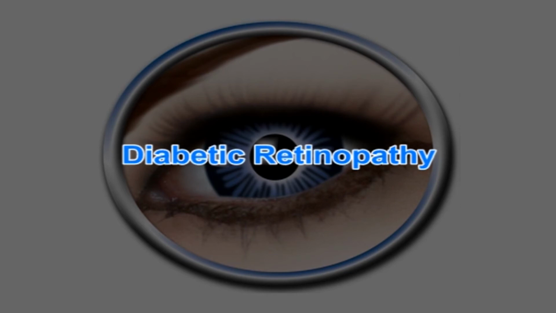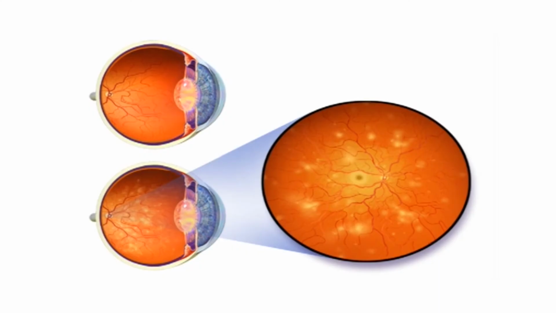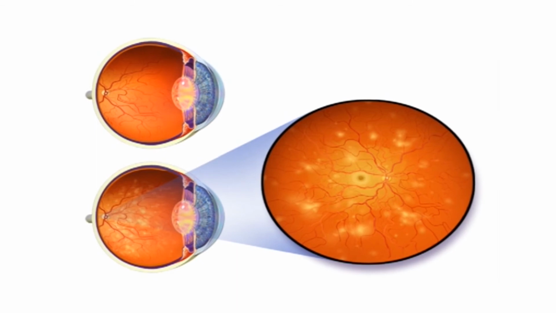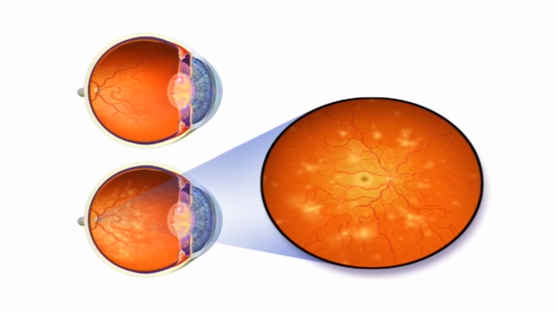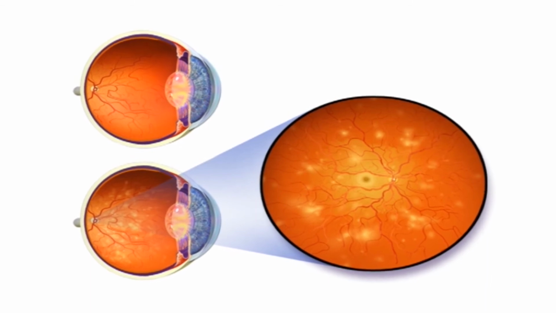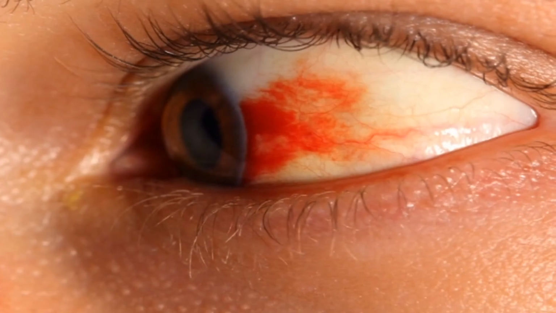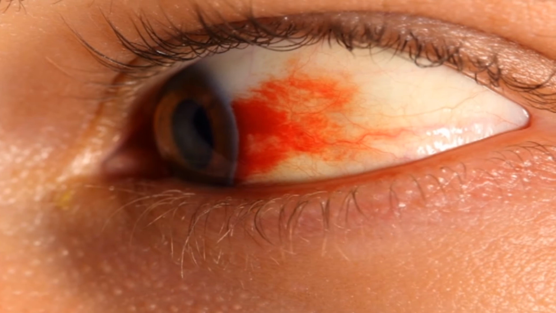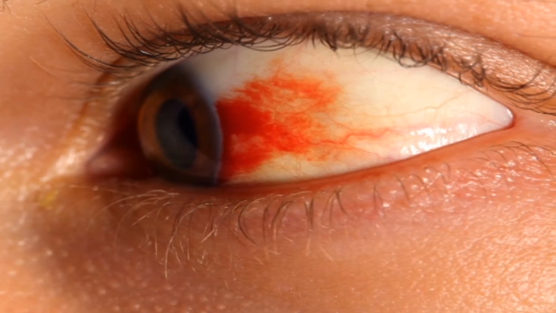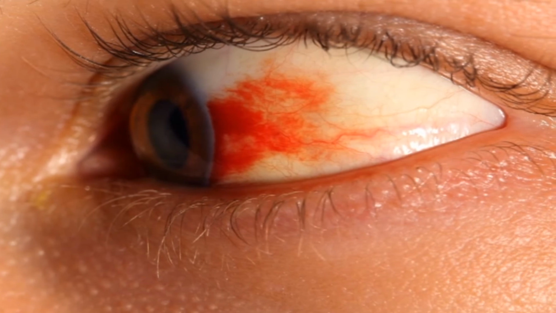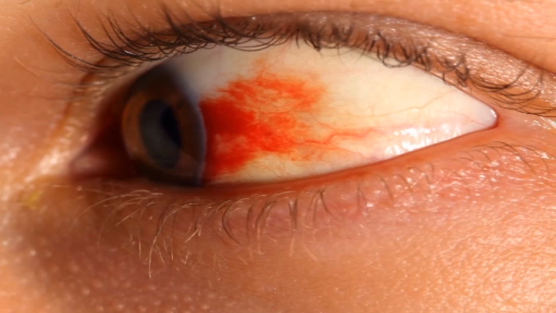Diabetic retinopathy is damage to the retina caused by complications of diabetes, which can eventually lead to blindness. It is an ocular manifestation of diabetes as a systemic disease, which affects up to 80% of all patients who have had diabetes for 10 years or more.